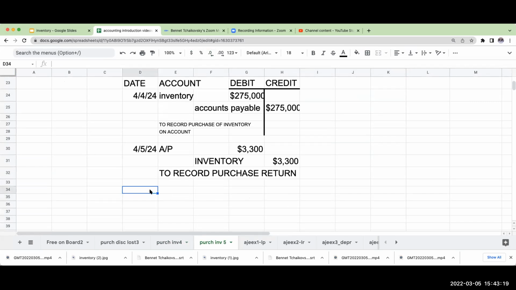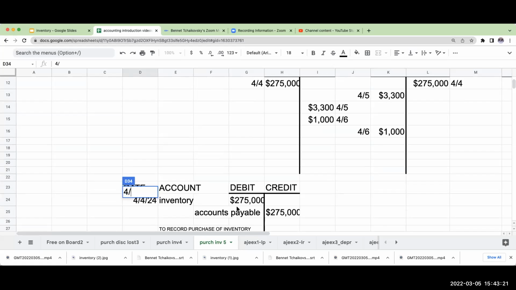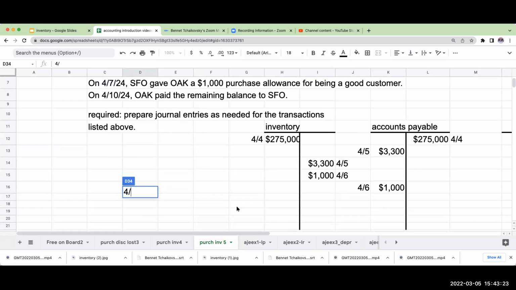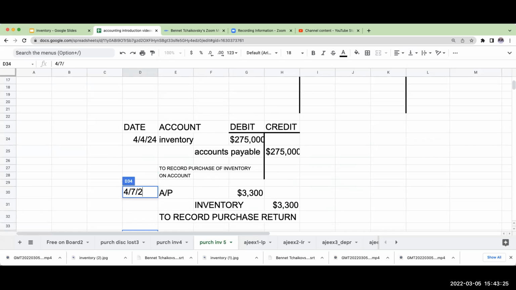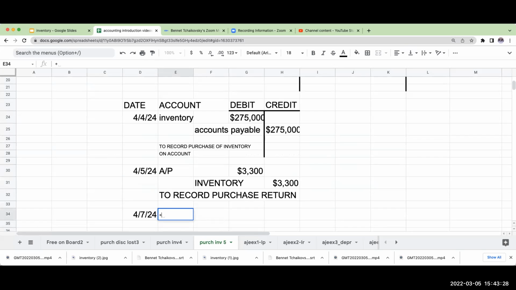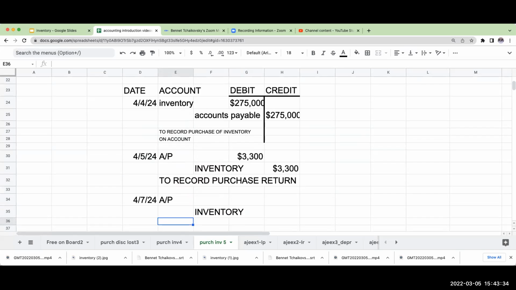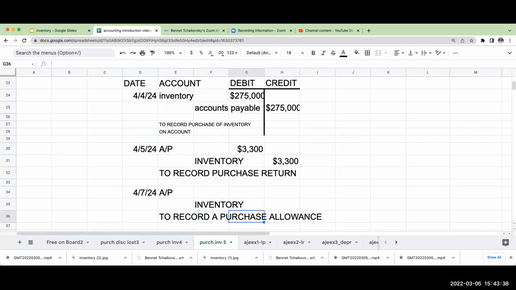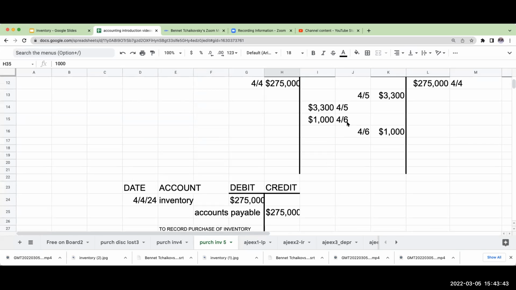So I'm going to come over here on, this is 4/7/24, not 4/6. I should know from my own examples. I'm going to go ahead and debit accounts payable, credit inventory, and this is going to be to record a purchase allowance right over here for $1,000. Okay, so that's what we're doing on April 7th.